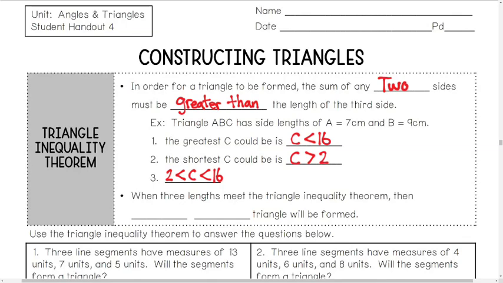When the three lengths meet the triangle inequality theorem, then there will be one unique triangle formed. So if we meet this theorem, we are able to form one unique triangle.